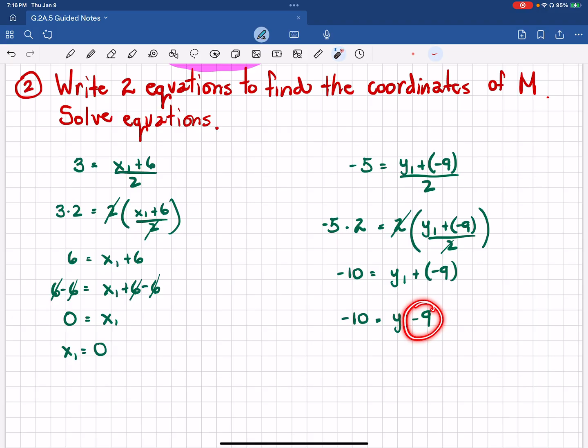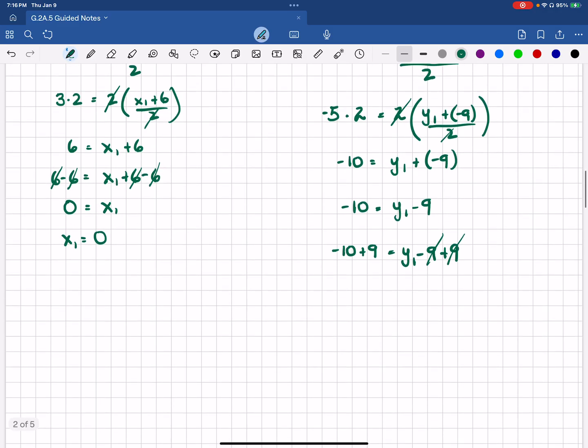So I want to get the y1 by itself. In order to do that, if we're subtracting 9, I need to add 9 to the right and add 9 to the left. So I'm going to take my negative 10, add 9, and I am going to add 9 to the right. These cross out. On the right-hand side, I get y1. On the left-hand side, I get a negative 1. So I'm just going to flip it to read y1 equals negative 1.